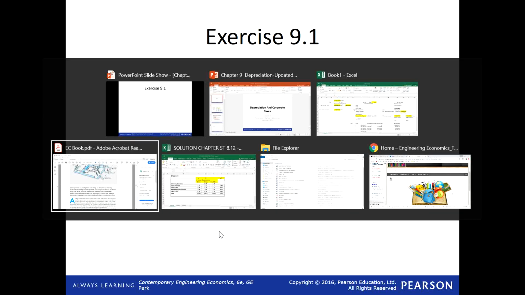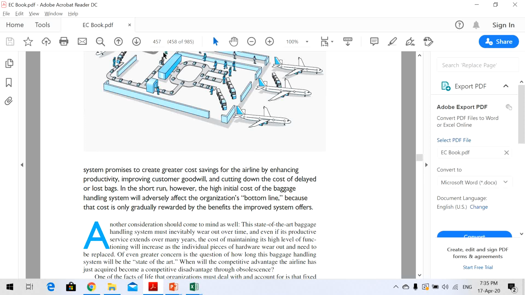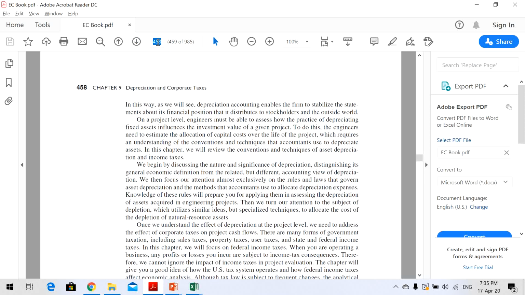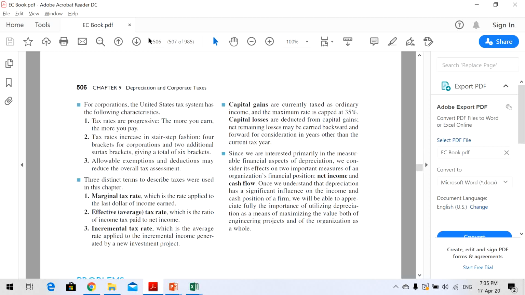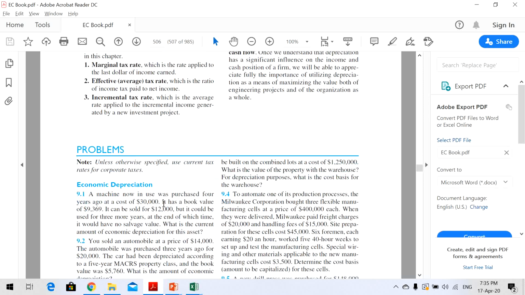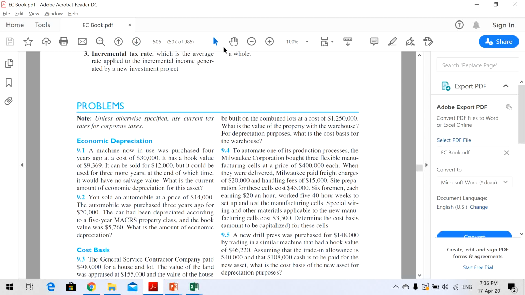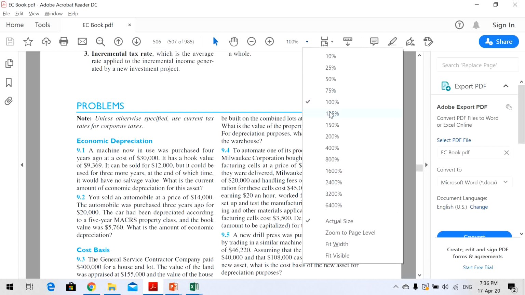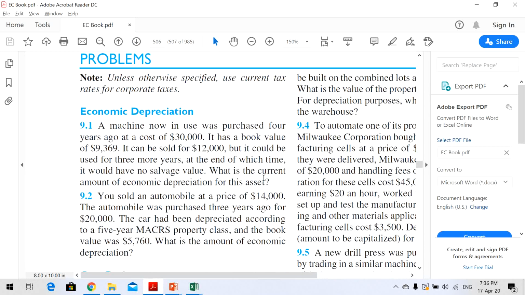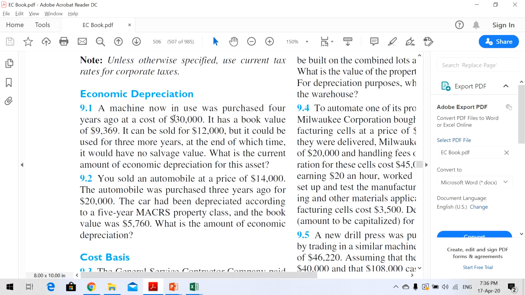If I can open a book, we can go to page number 506. The first question: a machine is now in use which was purchased 4 years ago at a cost of 30,000.